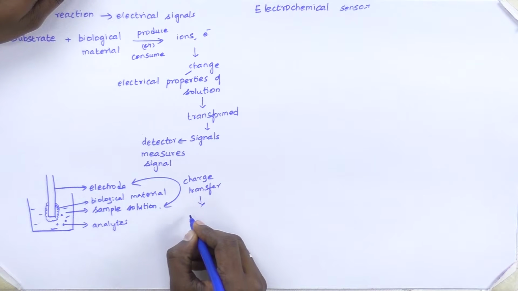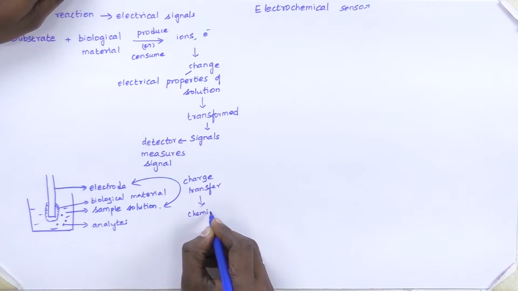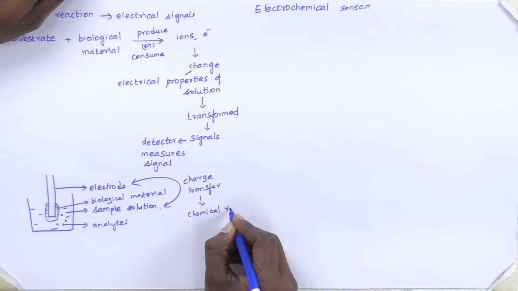This chemical reaction is identified and recognized by the transducer. The transducer converts them into electrical signals. These signals will be measured and recorded.